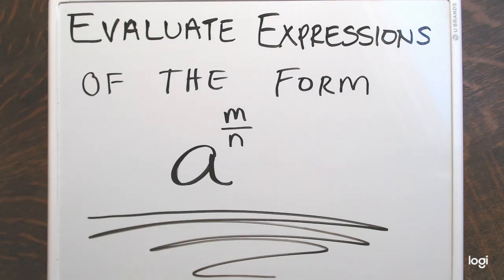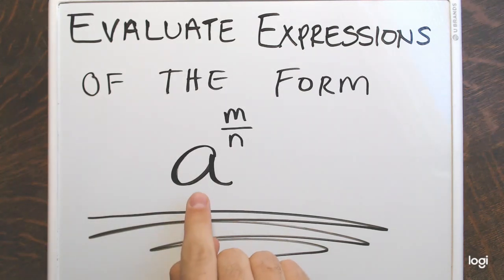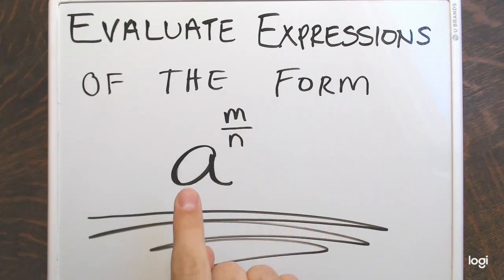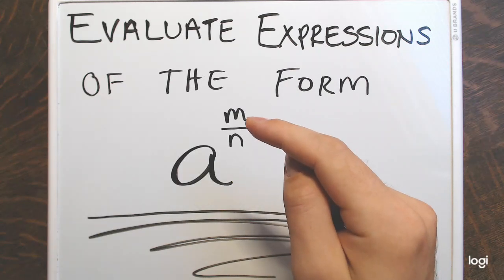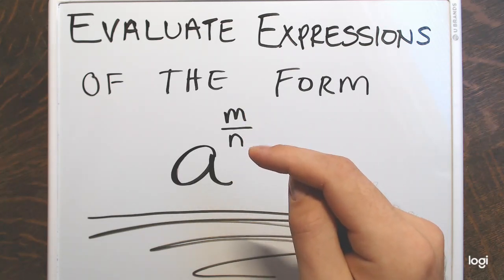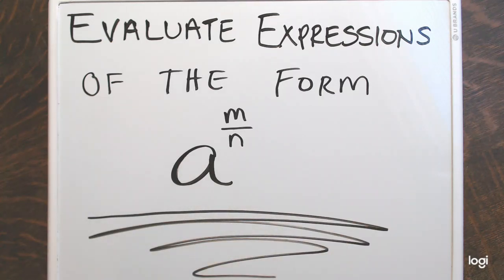Hello and welcome to this video on evaluating expressions of the form a to the m over n power. That's a base of a and a fraction exponent, m over n, or m-nth power. And what we're going to do in this video is I'm going to go over some properties at first that you'll probably have to remember, some properties of exponents.